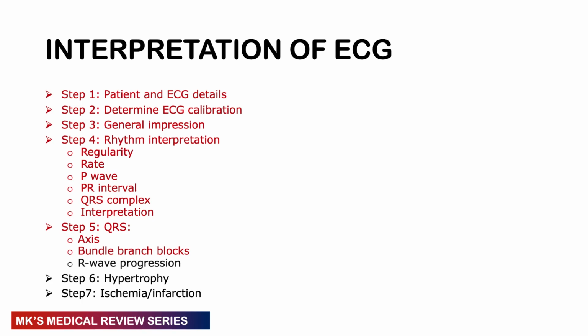Step 5, we look at the QRS complex interpretation. So we look at the axis. We looked at the right bundle branch block in our previous video. In this particular video, we're going to be looking at the left bundle branch block. And in the subsequent video that I will post as well, we're going to be looking at the RS wave progression, and we'll only be left with 2 steps to complete interpretation of the ECG.